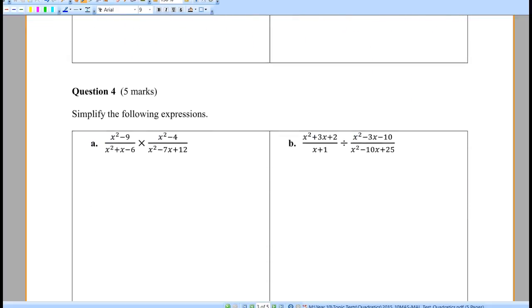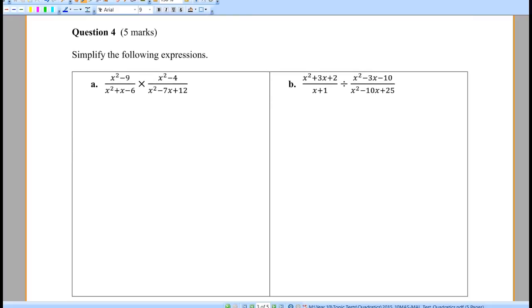Go down, simplify the following expressions. How do we do that? I'm just going to do this first one here. I'm going to firstly simplify the following. It doesn't say it here, but by factorizing first, you always factorize. Once you factorize, you'll see common factors everywhere and you'll be able to simplify.